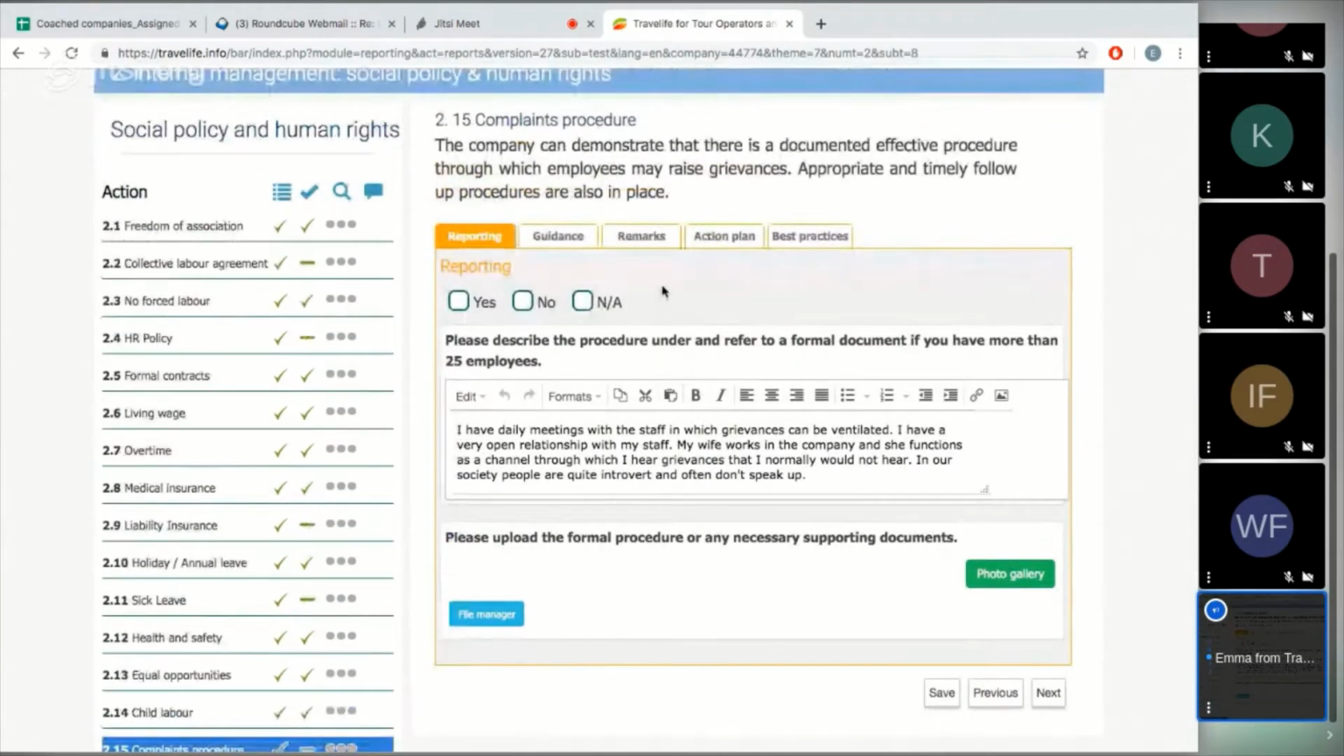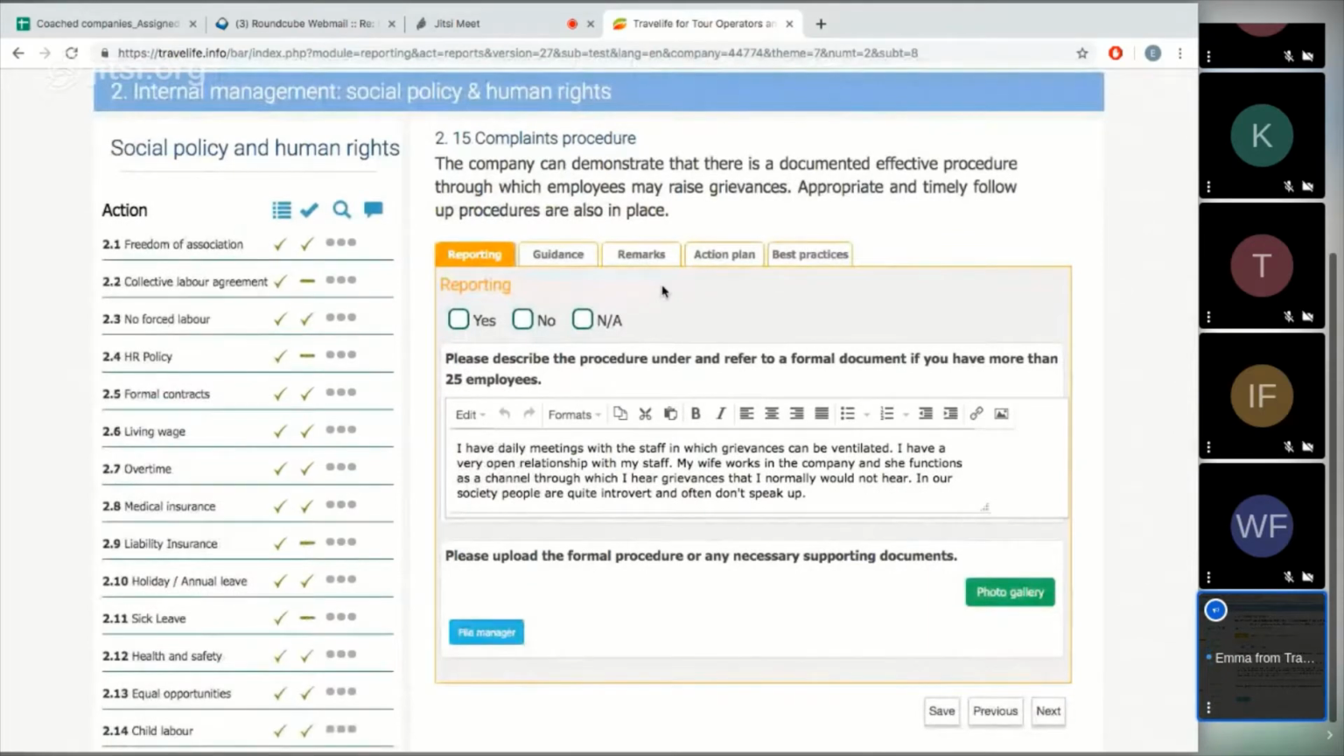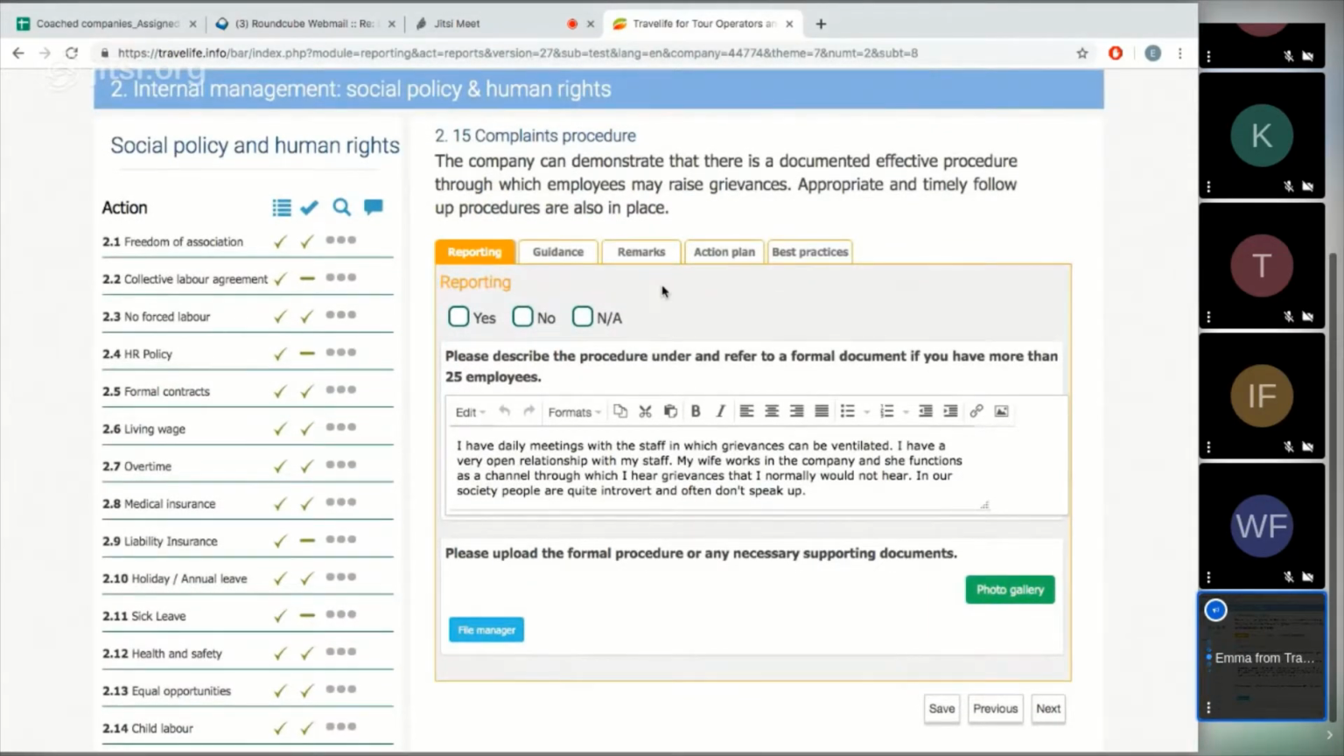So 2.15, the complaints procedure. This is whether your company can demonstrate that there's a documented and effective procedure through which employees may raise complaints or grievances that they have. And there is an appropriate and timely follow-up for those complaints. If you have more than 25 employees, we would like to see a formal document. But if you have under 25 employees, you can describe the procedure. So how are complaints in the company being dealt with?